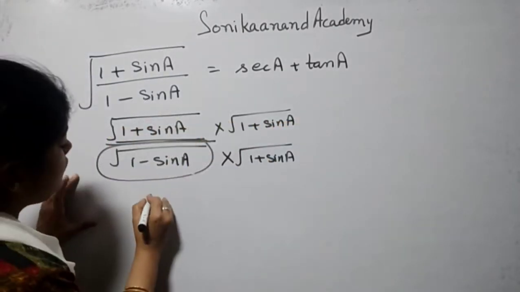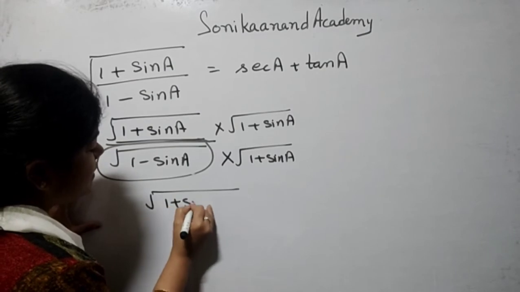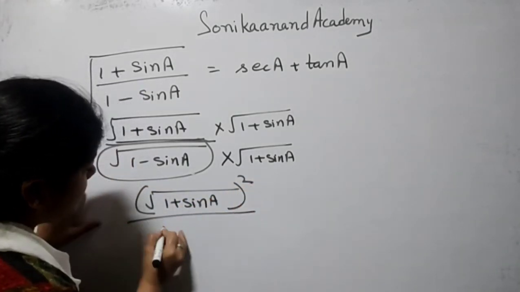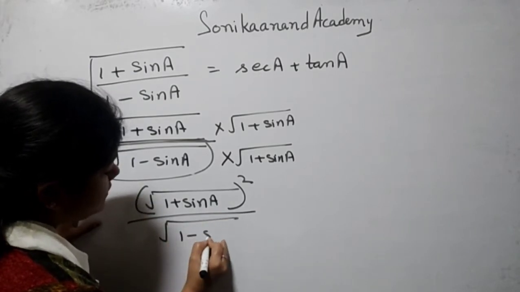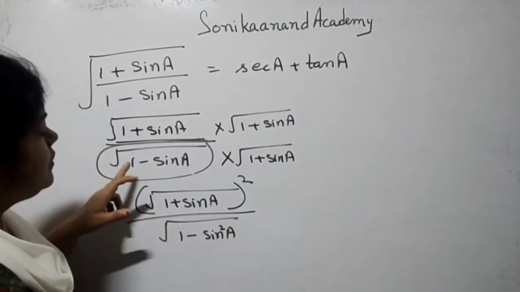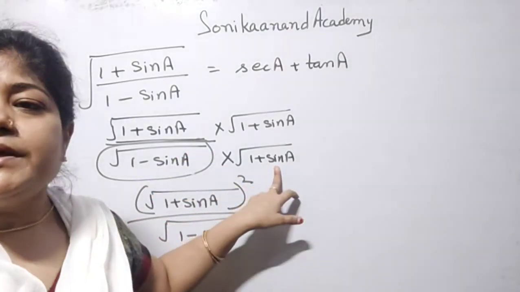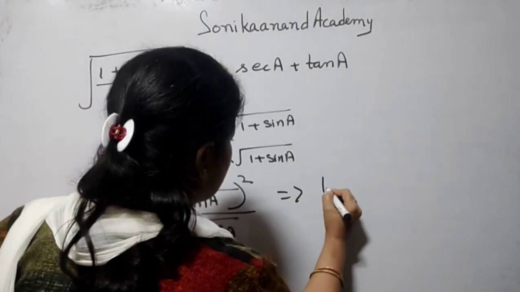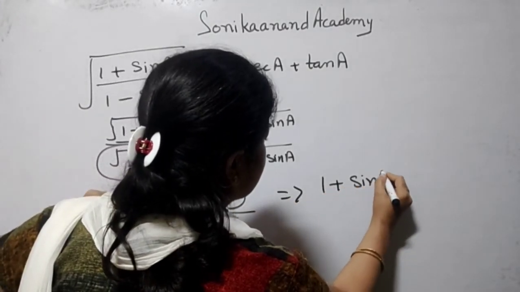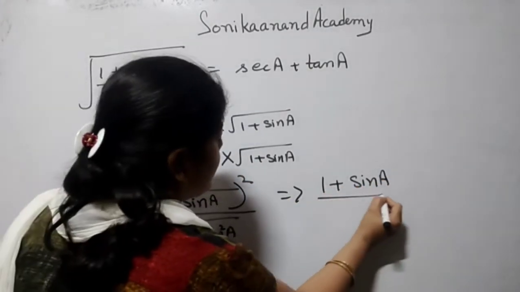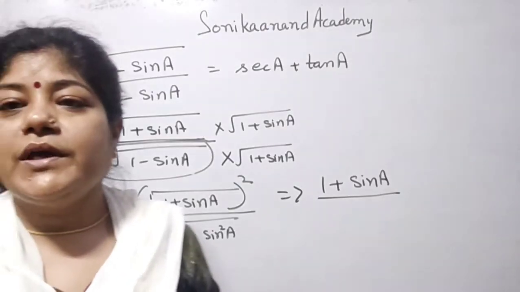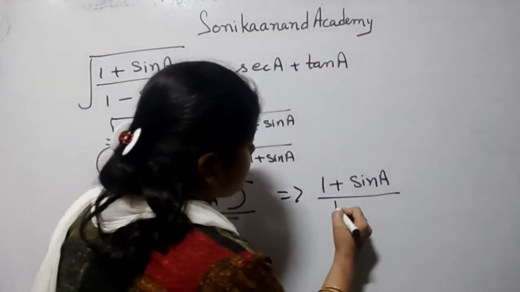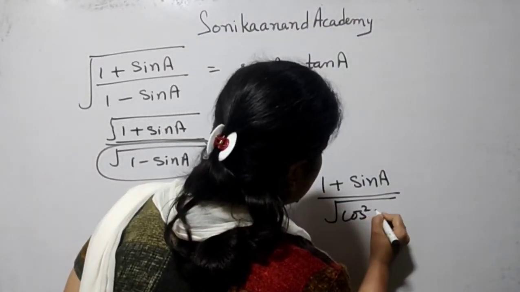So this is in the format under root 1 plus sin a whole square, and this is in the format under root 1 minus sin square a, because (a minus b)(a plus b) is equal to a square minus b square. So what we get is 1 plus sin a in the numerator because it is under the root, and here under root 1 minus sin square a. 1 minus sin square a is equal to cos square a. So under root 1 minus sin square a becomes under root cos square a.